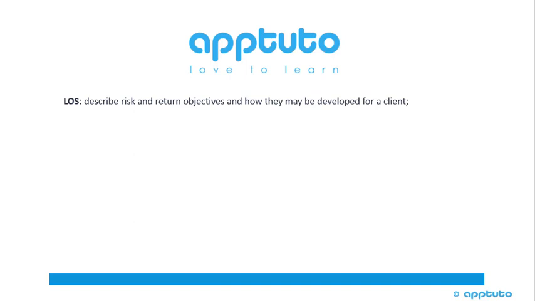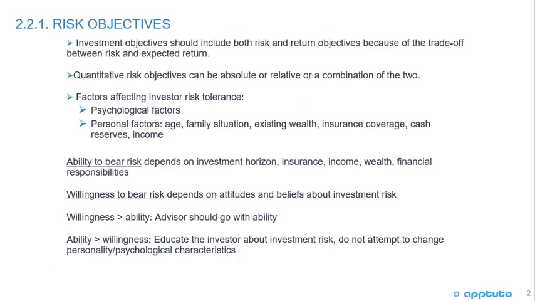This LOS is describe risk and return objectives and how they may be developed for a client. Risk objectives. Investment objectives should include both risk and return objectives because of the trade-off between risk and expected return. Quantitative risk objectives can be absolute or relative or a combination of the two.